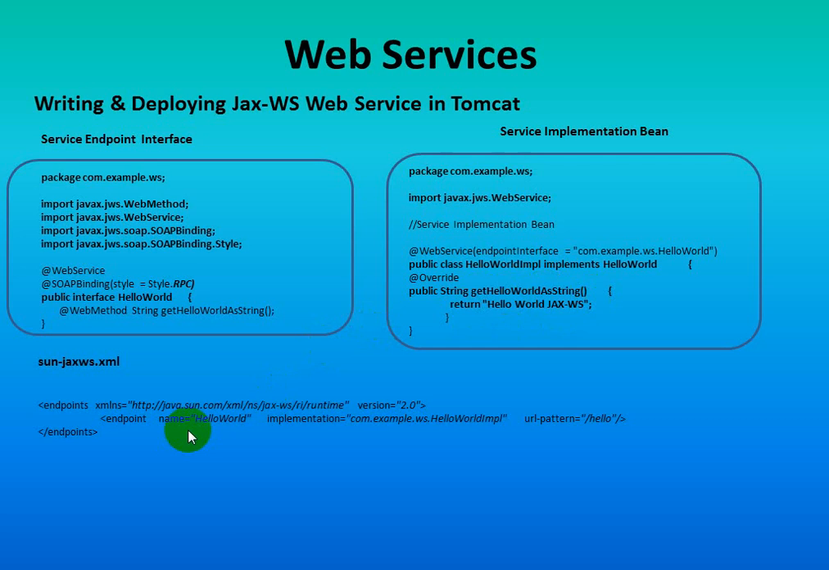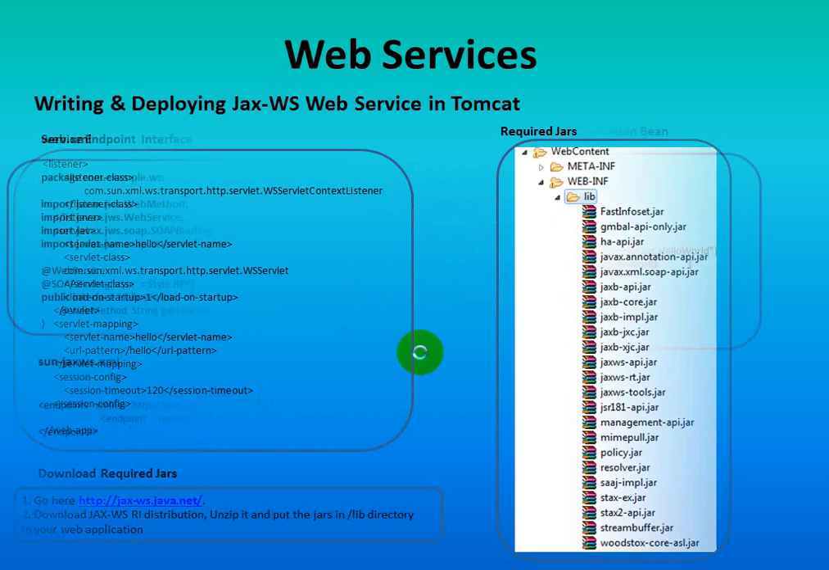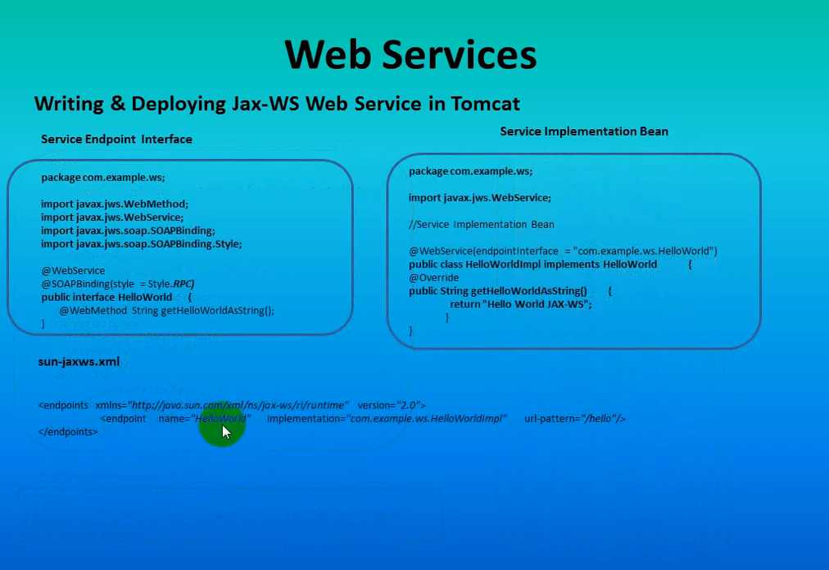The first thing you need to do is create a dynamic web project in Tomcat, and then you have to write a new XML file, the sun-jaxws.xml file, for this. Here you need to specify the endpoints and the endpoint. In the endpoint, this should be the name of the interface, HelloWorld, and this will be the implementation class, and you have to provide the URL pattern, because otherwise Tomcat will not know what the URL pattern is. So we have to specify it explicitly.